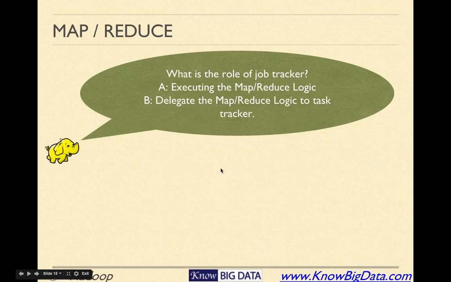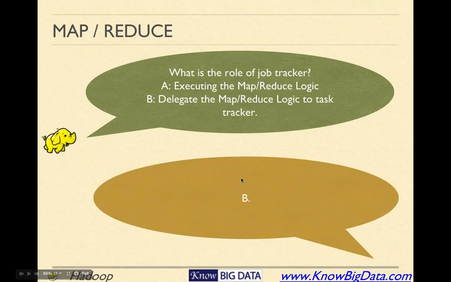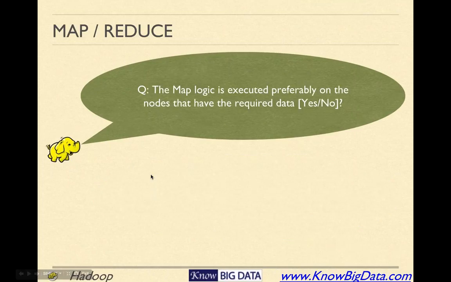All right, quick question. What is the role of job tracker? A. Executing MapReduce logic. B. Delegating the MapReduce logic to task tracker. Correct. So everybody is correct this time on this one. Yes, it's B. Perfect. Brilliant. Thank you, Medili.